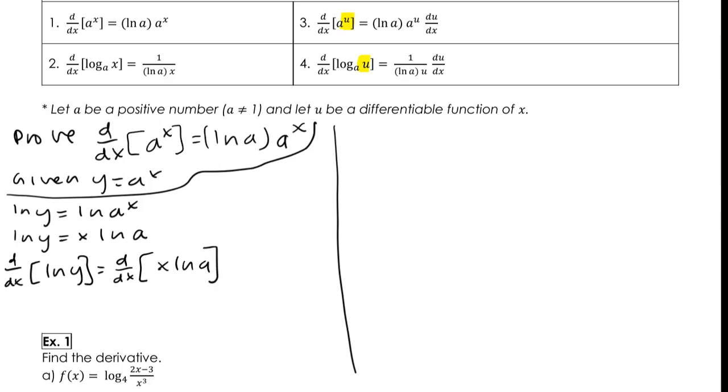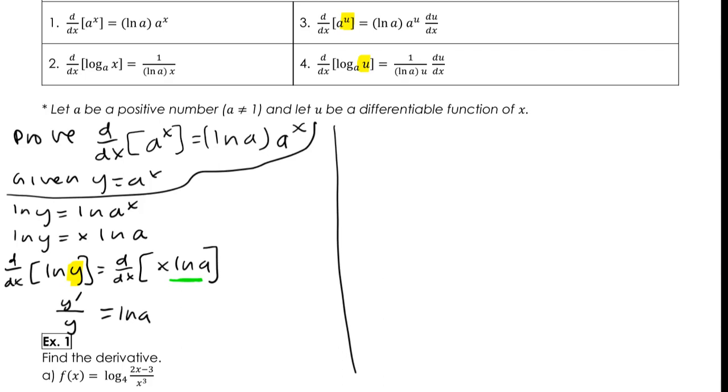Okay, now y right here, to take the derivative of y, do you guys remember how to take the derivative of anything involving natural log? That thing goes on the bottom, and its derivative goes up top. Now over here, this right here is just a number. So what's the derivative of a number times x? Like, what's the derivative of 5x? It's just 5. So what's the derivative of natural log a times x? It's just natural log of a.